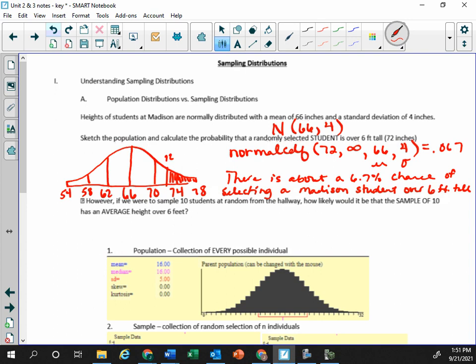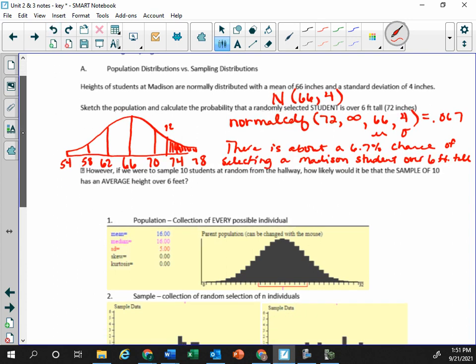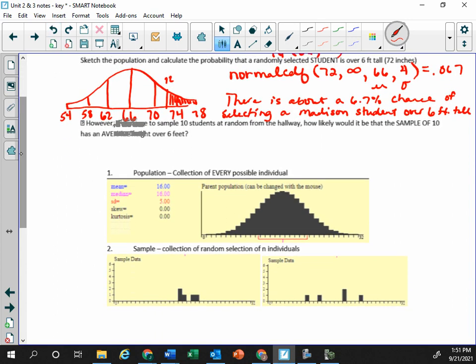Okay, so what we're going to do now, instead of just picking one person, we're going to take a sample of 10 students. So we want to know how likely is it that in this sample of 10, the average of that 10-person sample is over 6 feet. Okay, so we're switching up what we're looking for here. We're not just picking one random person. We're picking 10, and then we're averaging those 10 heights. So let me just show you visually kind of what's happening.